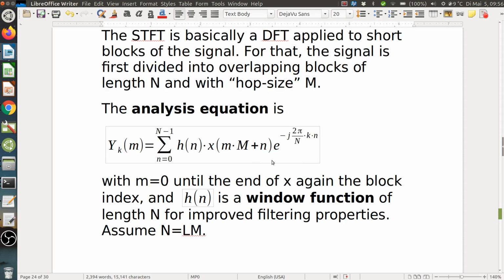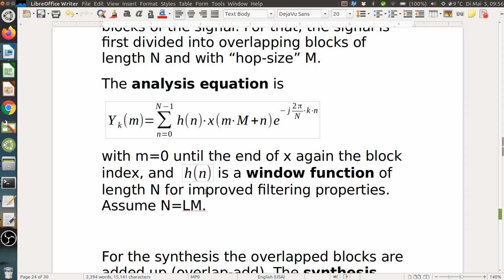So this is basically used as a sort of complex valued filter bank, which is oversampled in this case. It delivers more time-frequency domain samples than we had time samples. Usually we also assume that the block size is an integer multiple of our hop size M, for convenience.